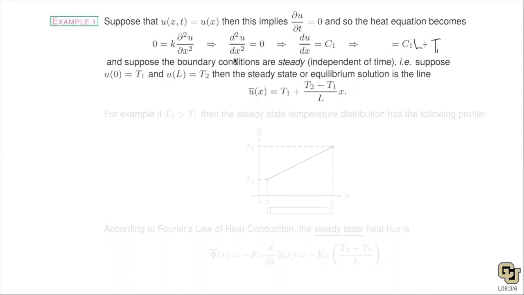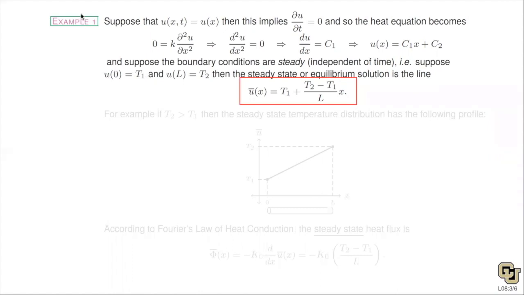Now, don't forget what we're trying to do. We're trying to solve for C1. We don't know what C1 is. So you solve for C1. You get C1 is T2 minus T1 divided by L, which is exactly this term right here. Remember, C1 was multiplied by x, and then C2 was T1. So for this situation, the steady state solution has this form.